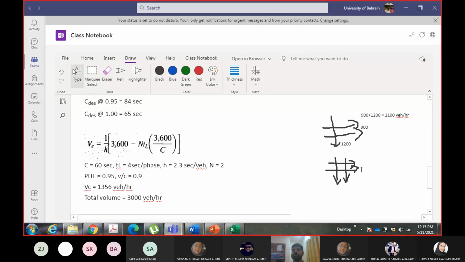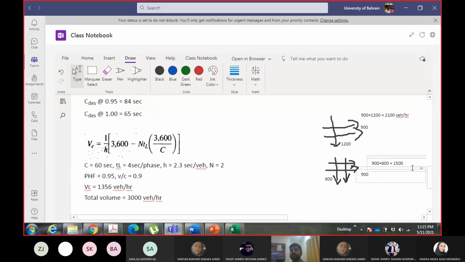So 2 lanes means 900 in each lane here, and here it will mean 600 in each lane, right? Total was 1200 divided by 2, 600 in each lane. So total for both the directions will be 900 plus 600, which is equal to 1500. Did I bring it less than the maximum value? No, it is still more than the maximum value.